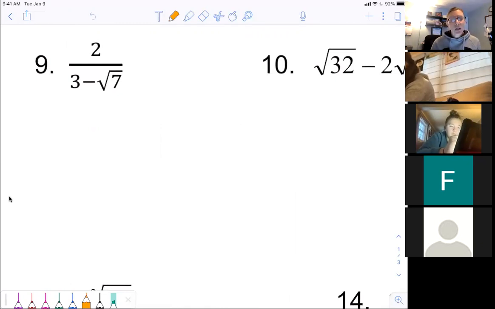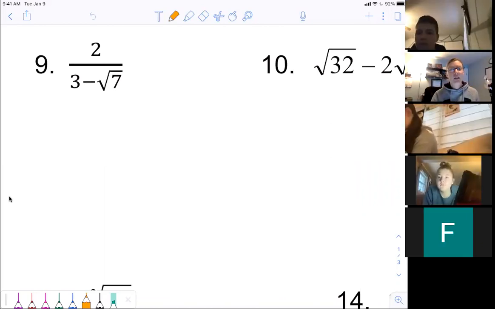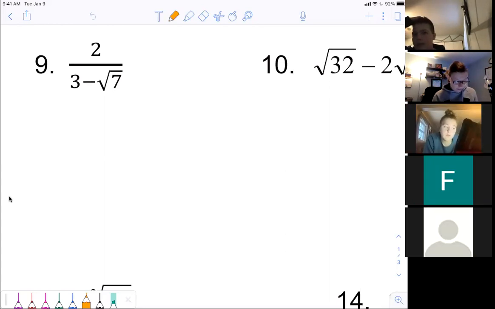How do you rationalize a fraction like this? So think about what you need to do to rationalize this type of fraction when there's an expression in the denominator. Malachi, what would you do? Don't you multiply each side by 3 minus radical 7? You are so close.